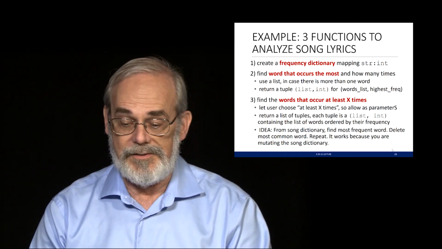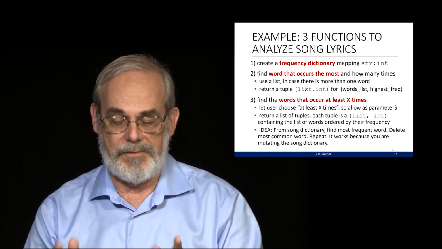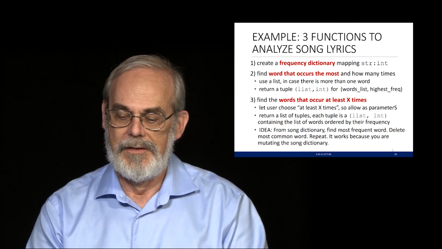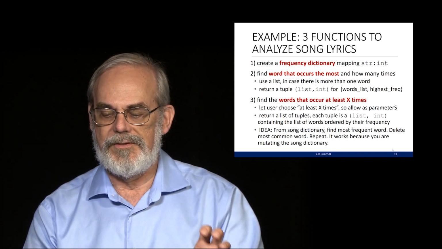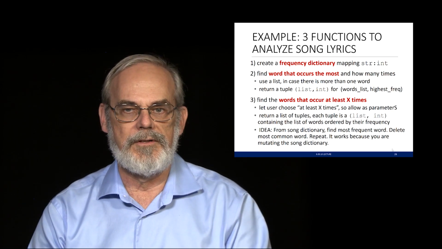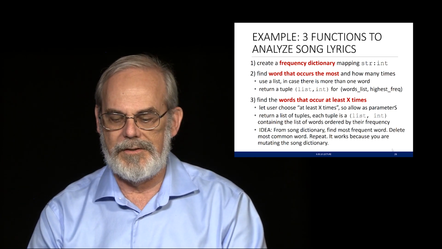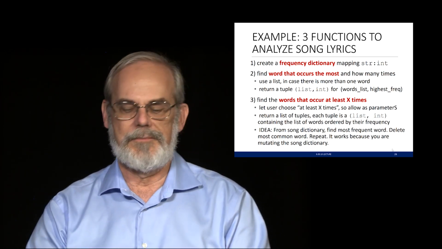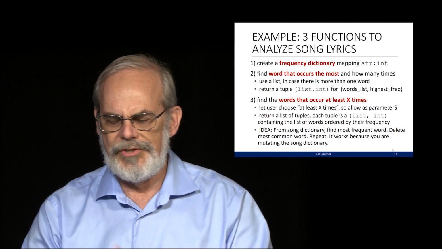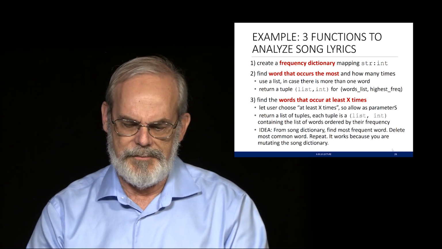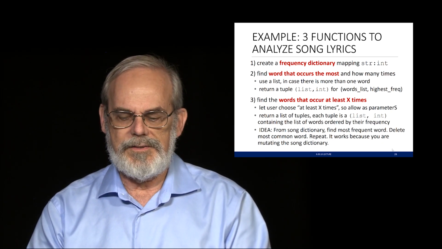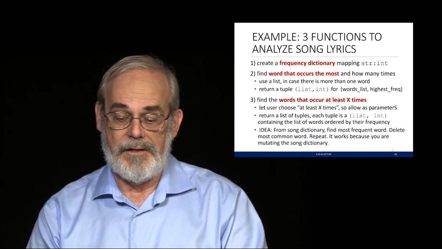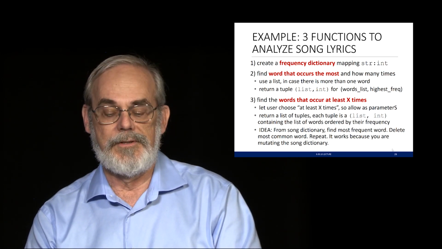Here I'm going to use a list in case there's more than one word that occurs the same number of times. And so I'm going to return a tuple, another data structure, that has inside of it a list for the set of words and an integer for how often each one of them appears inside the lyrics. And then finally, I'm going to find the words that occur at least some number of times. I'm going to let the user choose that minimum amount, so it'll be a parameter. And then I'm going to return a list of tuples, where each tuple is one of those list-int combinations that contains the list of words ordered by their frequency.